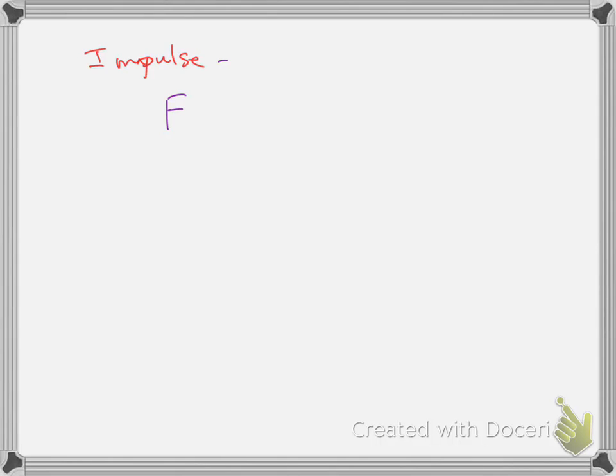Impulse. Remember, impulse is F delta T, which is also equal to delta P. Impulse is sometimes given the letter I, sometimes J. I'm not too worried about it. I'm generally just going to write the word impulse.